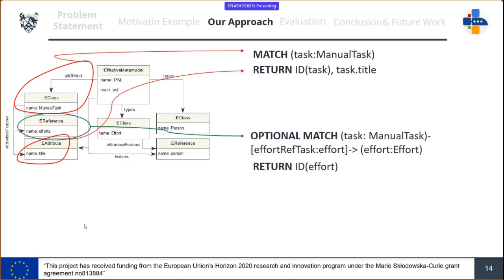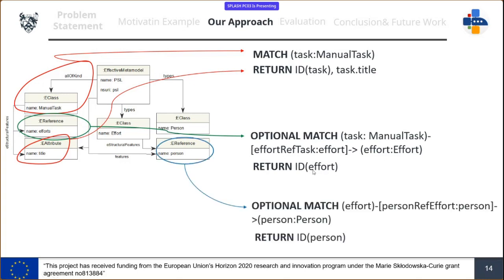After that, we say, okay, there is a reference here as well. As I mentioned, for a reference or pattern, we use OPTIONAL MATCH. So with OPTIONAL MATCH, we say, okay, from the task, there is an effort, and there is an effort as a target node, and we need the ID of that effort, right? And at the end, there is a person reference. Again, we use OPTIONAL MATCH to follow the pattern and find the person node. And as you can see, because there is no attribute here that we need, we just return the ID, and that is enough for executing our program.